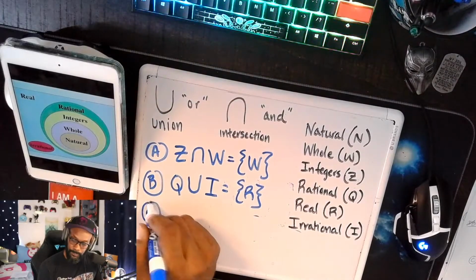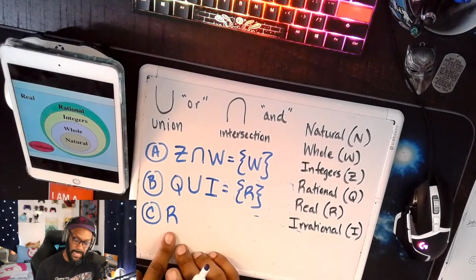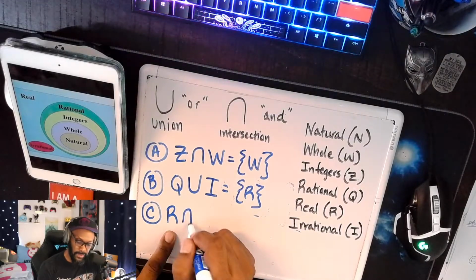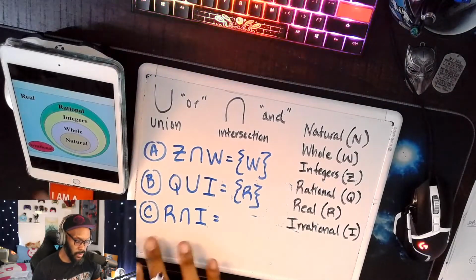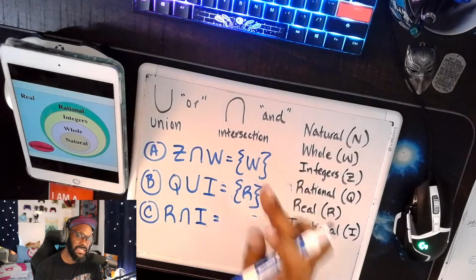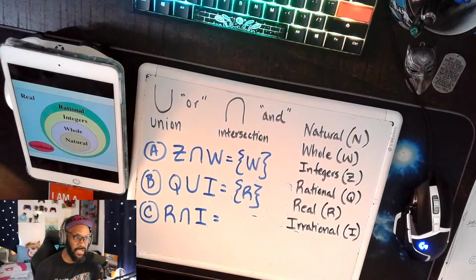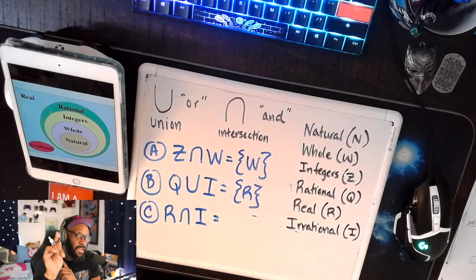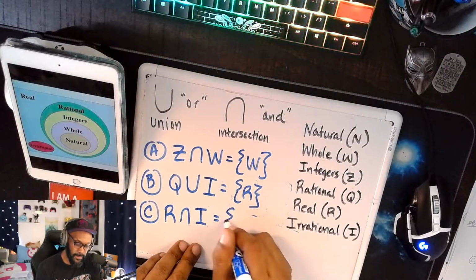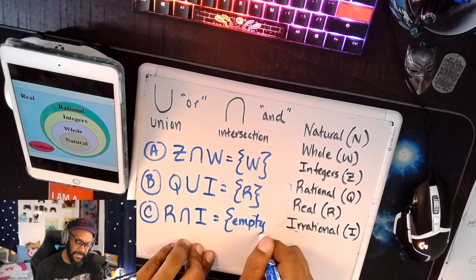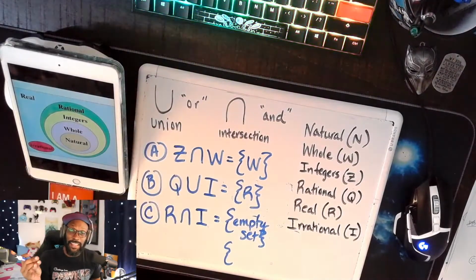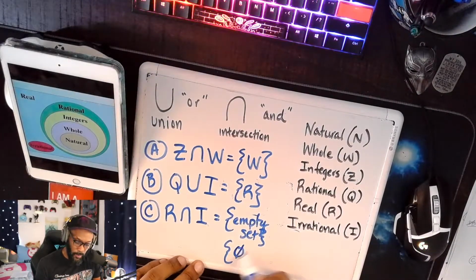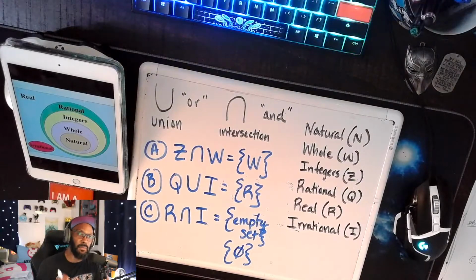Let's try one more. Now I want set Q to intersect with set I. In other words, what do they have that's the same, rational numbers and irrational numbers? What's your answer? If you were leaning, friends, to the empty set, because they don't have anything in common, they're literally categorized to be apart, or you use that symbol there, that's what I'm looking for.